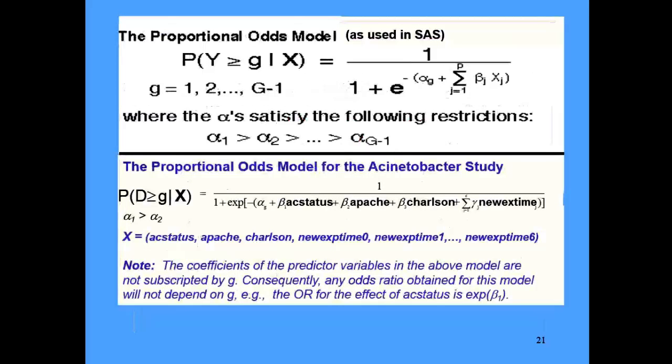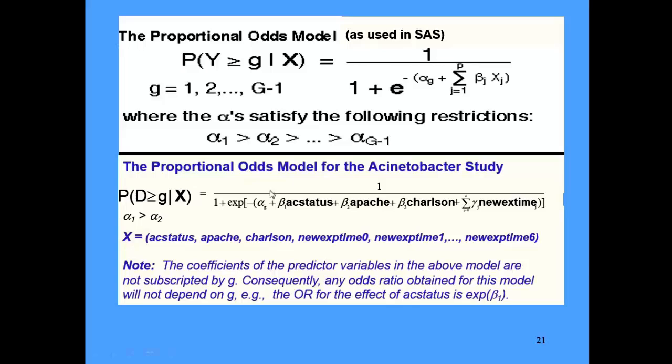Okay, so in fact, here you go. This is the model, showing it again. This is the proportional odds model, how it would look for the AC study. It's 1 over 1 plus e to the minus alpha sub g, and it's got those AC status, Apache, Charleston, and those 7 dummy variables. That's what this model translates to for the data set that we're doing the analysis on.